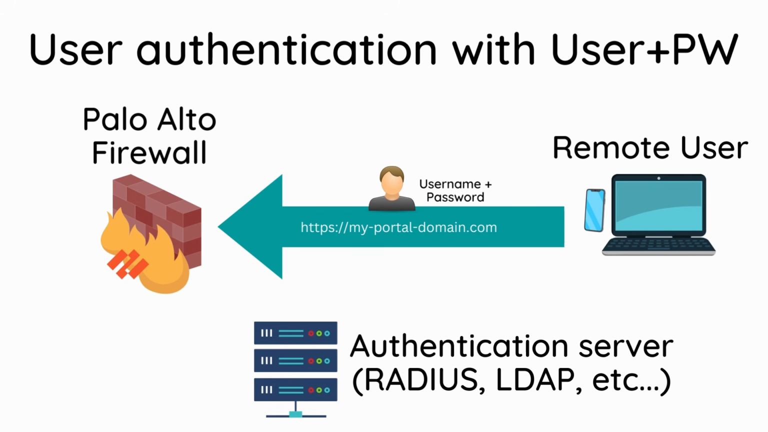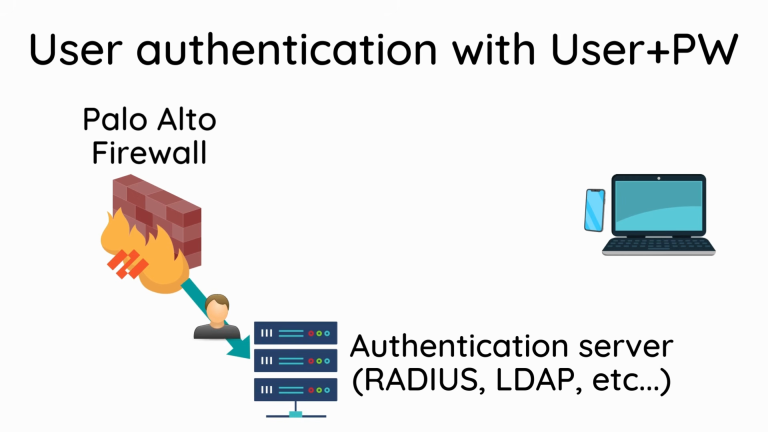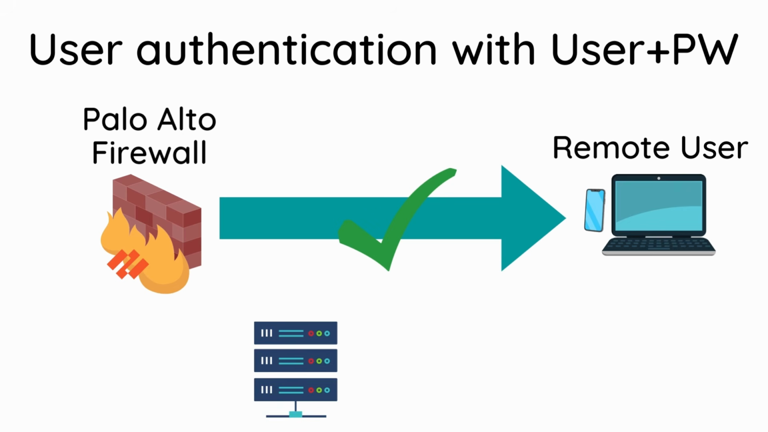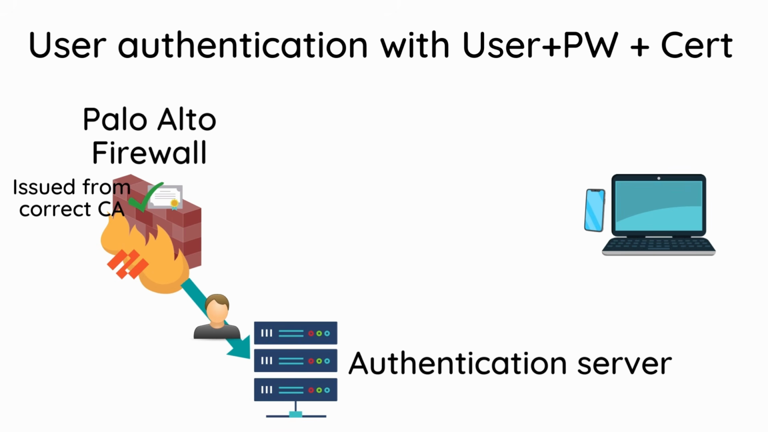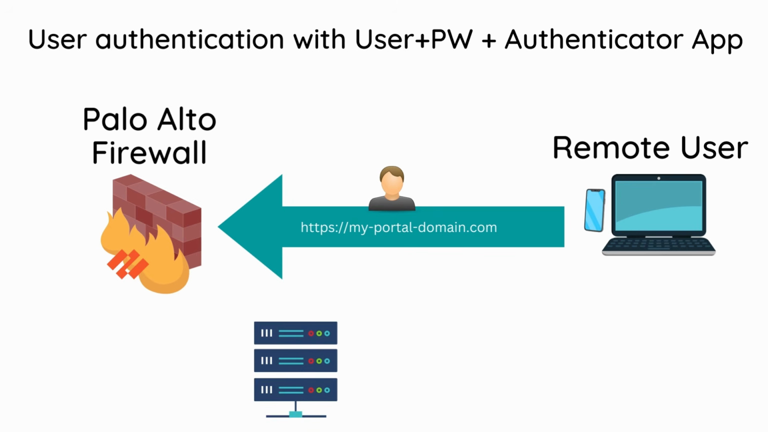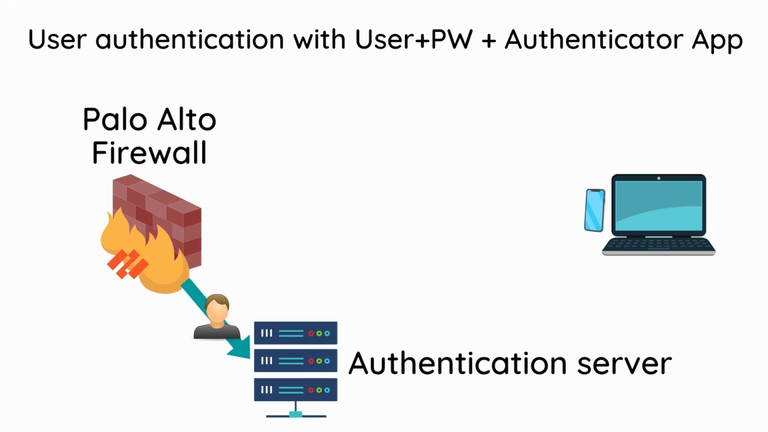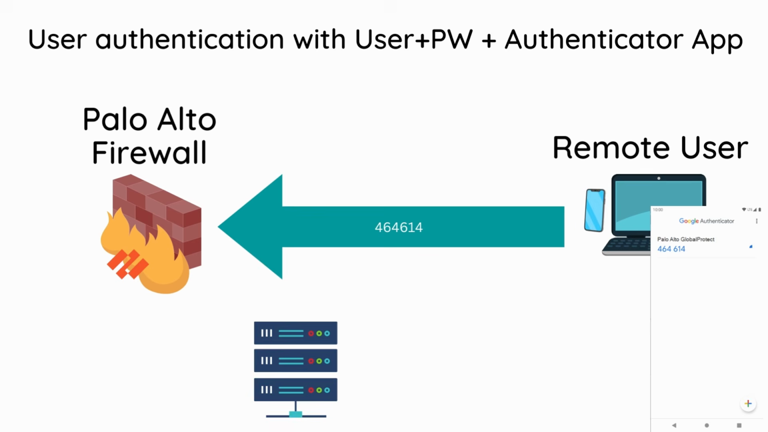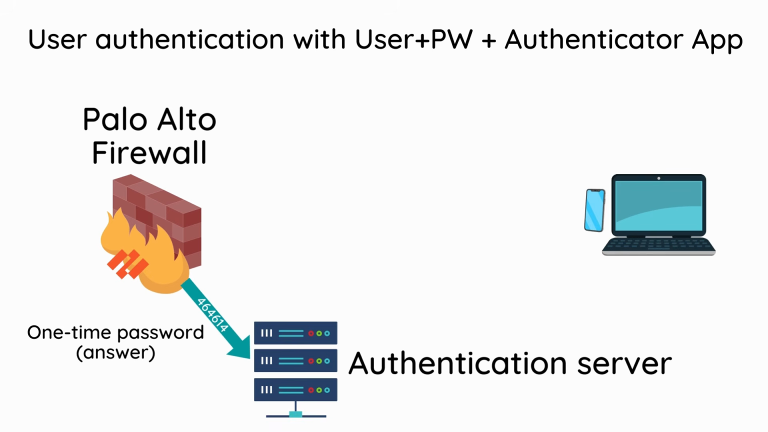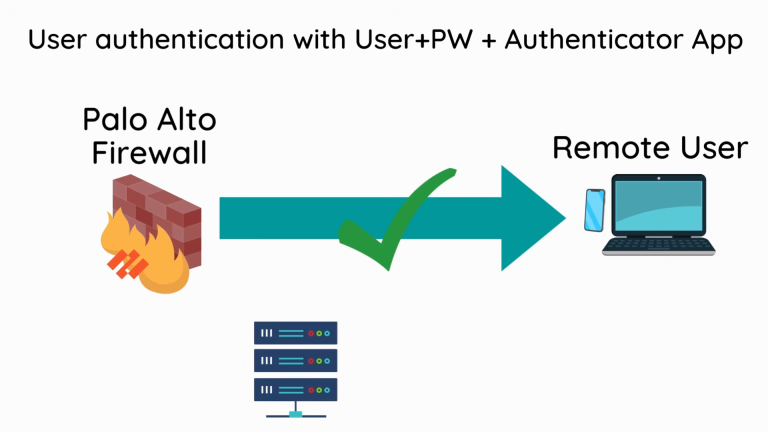So in the first user authentication method, the portal and the gateway will authenticate the user, only verifying username and password against a RADIUS server. If the portal or the gateway receives an accept back from the RADIUS server, the user is authenticated. In the second user authentication method, besides authenticating the username and password, the portal or gateway checks for a valid client certificate. In the third user authentication method, the client gets asked for a one-time password after successfully authenticating the username and password. After receiving the OTP from the Google Authenticator, the user can enter the password received and get authenticated from the RADIUS server.